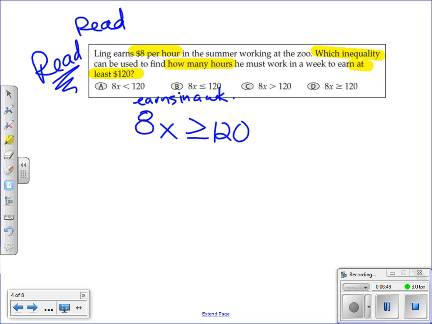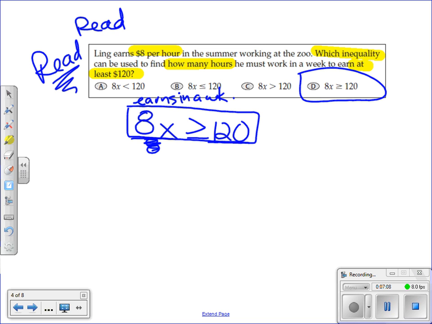All right. Now let's solve this. It's a multiplication, so we're going to divide. Oh, excuse me. All you had to do was find the inequality. So this is the inequality. 8x is greater than or equal to 120. So there's our solution.